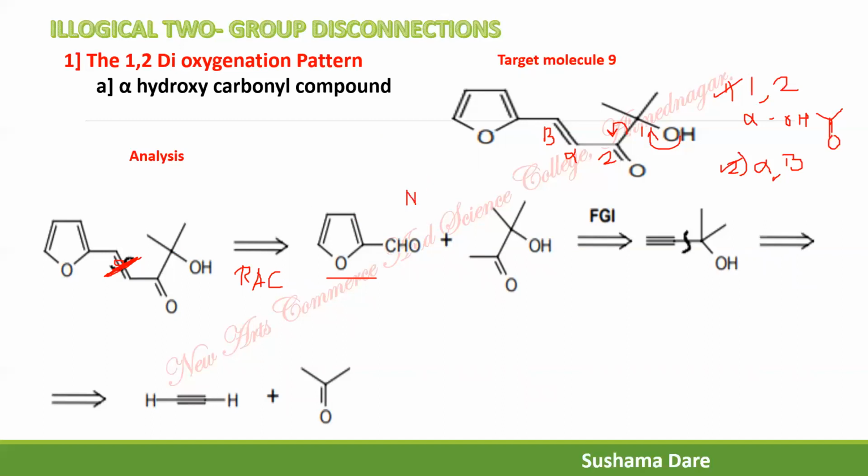For aldol condensation, we require a strong base, that is NaOH. So first you have to add NaOH. Now this is a readily available molecule, so there is no need to go retro of this. The name of this molecule is furfural. So this furfural is readily available. Now you can go the retro of this.